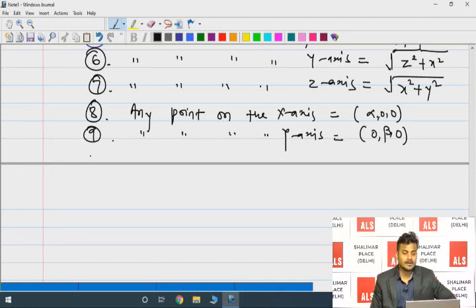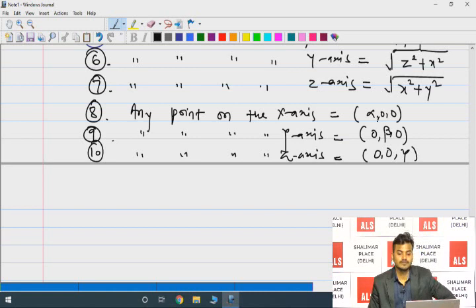Clear? Tenth one, any point on the z-axis. That will be 0 comma 0 comma gamma. Is it clear? 0 comma 0 comma gamma.